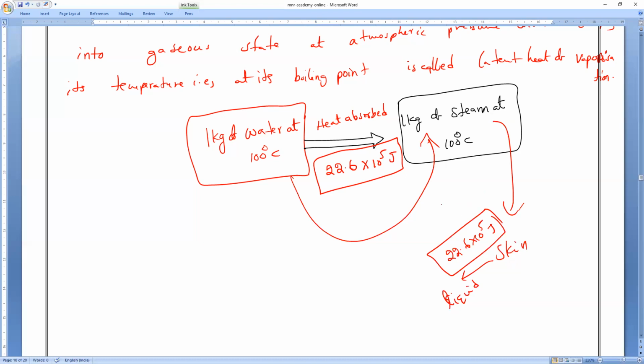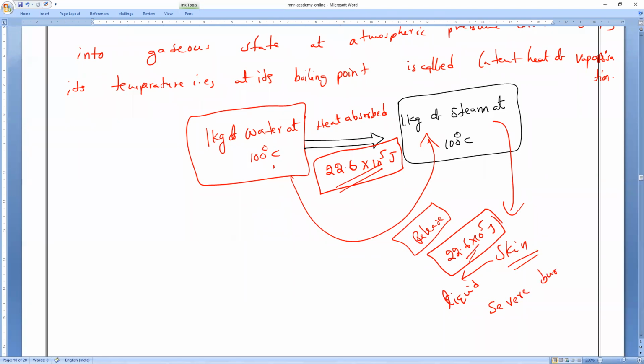That is why, what is the law of conservation of energy? Energy can neither be created nor destroyed. So for converting from liquid to gas, it will take this much energy, and then converting from gas to liquid, it will release this much energy. Is it okay, guys? That is the reason if the steam falls on our skin, then severe burning will take place.